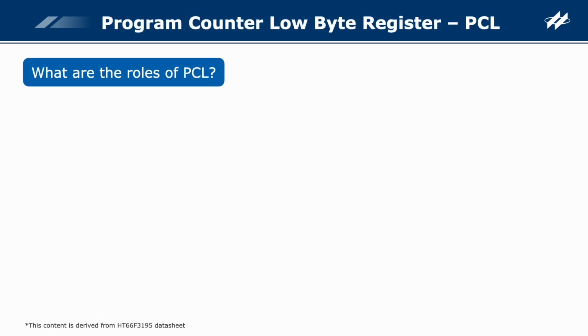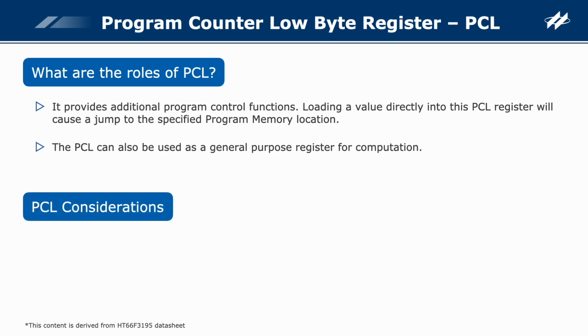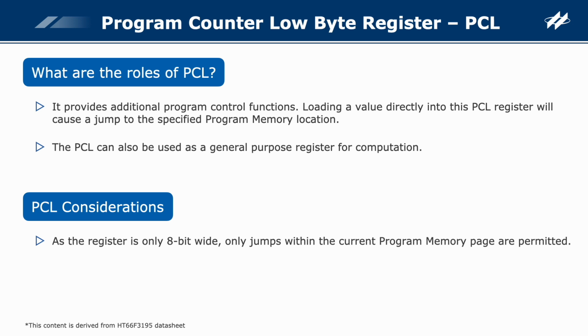What are the roles of PCL? It provides additional program control functions. Loading a value directly into this PCL register will cause a jump to the specified program memory location. The PCL can also be used as a general-purpose register for computation. PCL considerations. As the register is only 8-bit wide, only jumps within the current program memory page are permitted. When such operations are used, note that a dummy cycle will be inserted.